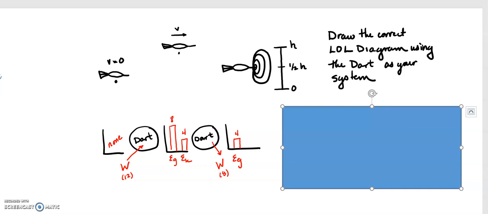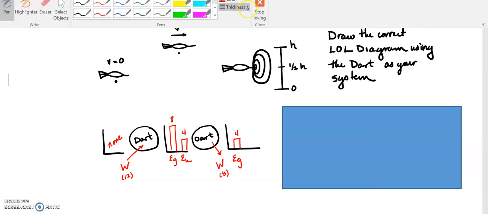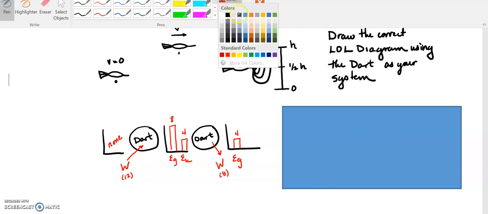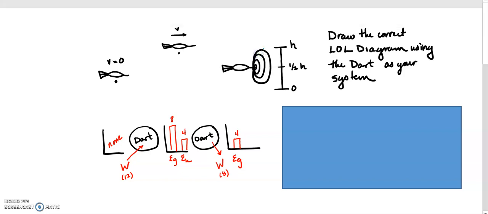One thing I am going to say is that I'm assuming that this is my 0 line, because the very first thing you have to do is identify your 0 line. So there's my EG equals 0 line. Once you've defined your 0 line, we've defined our system as the dart. Then we're going to go through step by step.